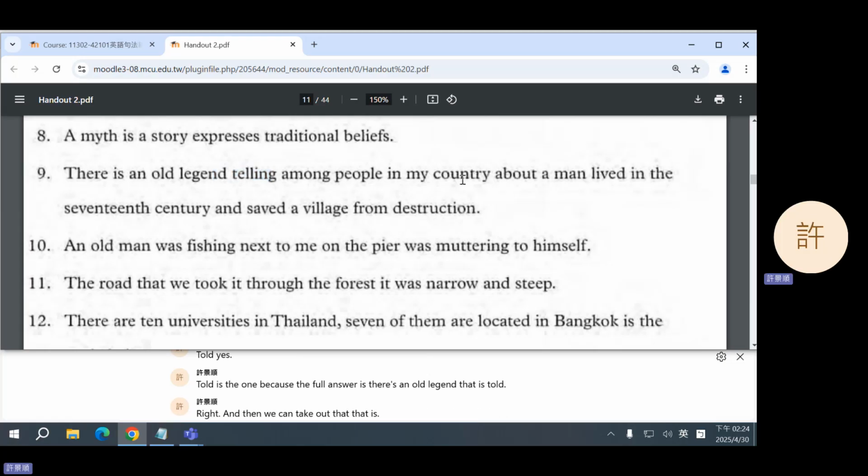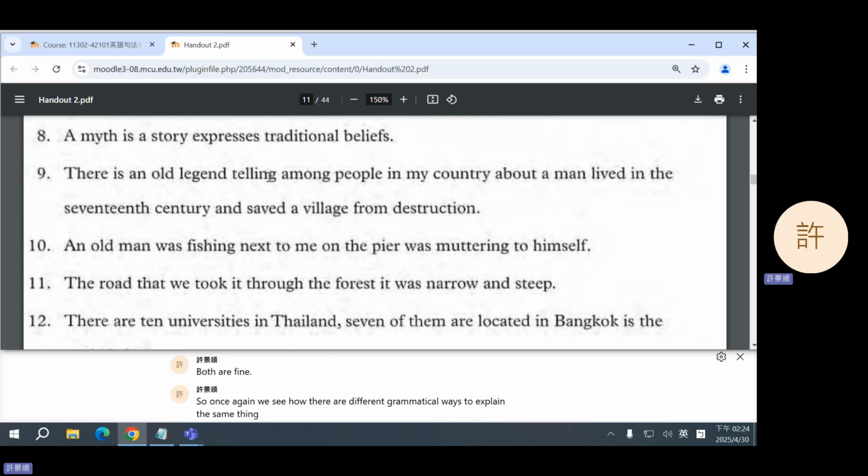Okay, second problem. Here. Okay, good. That lived is one answer. Or you can say who lived. Both are fine. So once again, we see how there are different grammatical ways to explain the same thing.